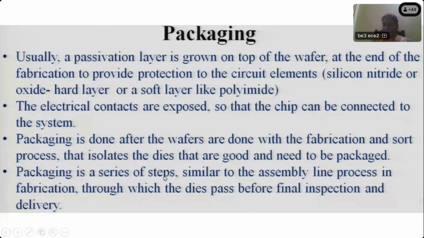Packaging also has a series of steps, similar to the assembly line process in fabrication. Dies also will pass through final inspection and testing before they go to delivery. This die means the fabricated IC, each single square. So before it is delivered to the customer, it will go through a series of stages: inspection, testing, all those things, then final packaging, a series of steps in the packaging, and only then is it delivered to the customer.